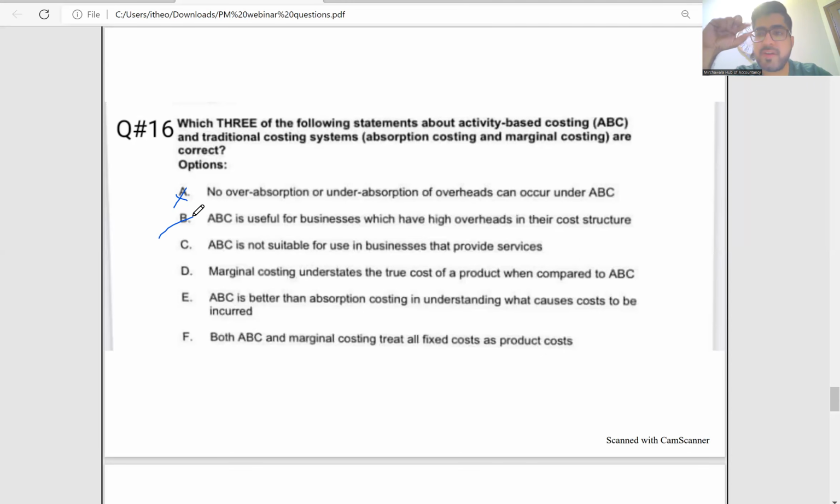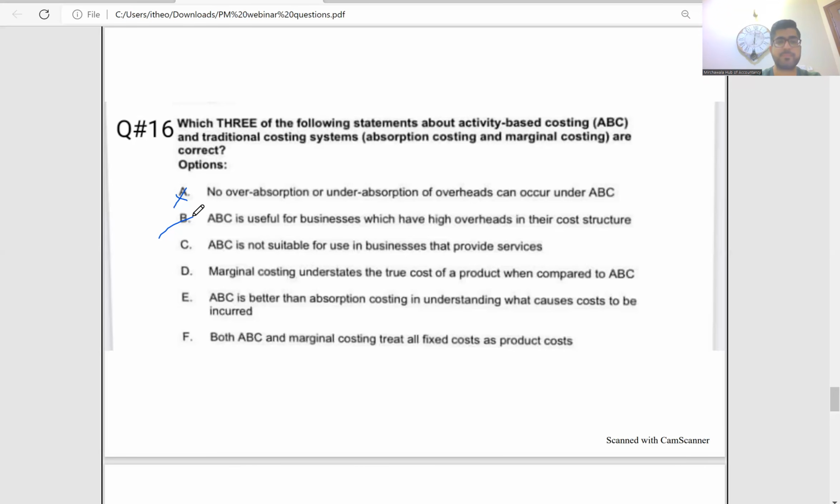If a business has very low overheads, either you use absorption costing, divide everything on hours, or you use activity based costing, divide on drivers. Since overheads are very low, the difference won't be material. You won't get any benefit. But if a business has high overheads, you use absorption, divide them on hours, and then you use ABC, divide them on activities. The difference would be significant. So ABC is useful for those businesses that have high overheads.